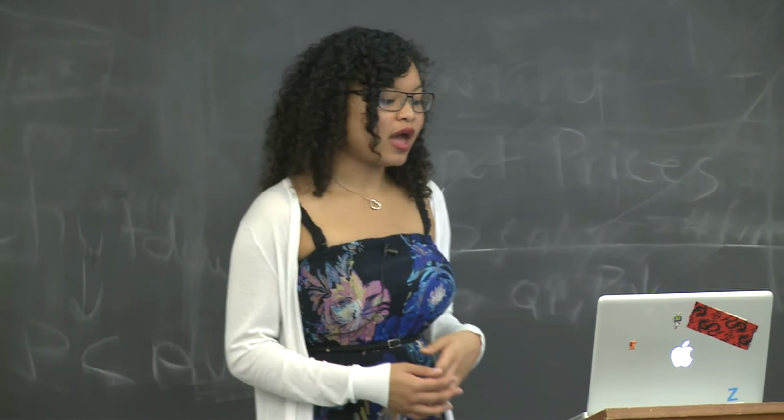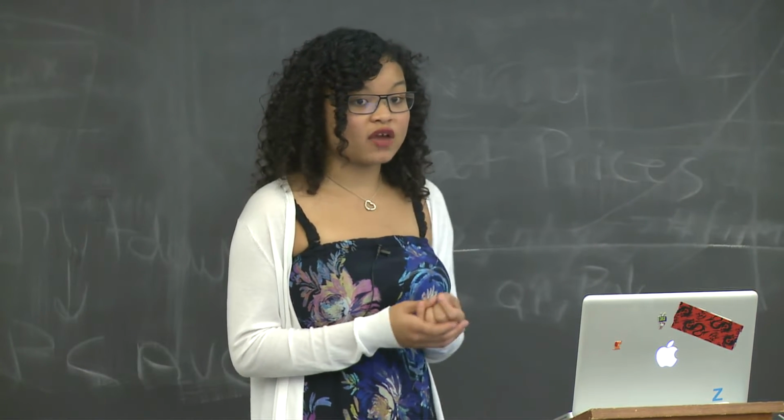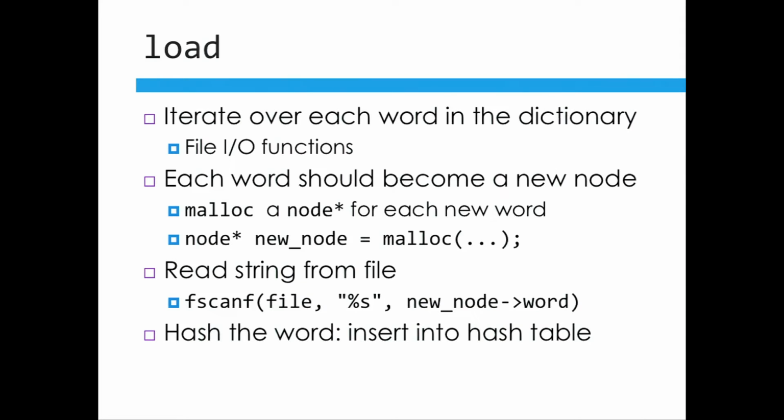Whenever you get a new word, you know that it's going to become a node. So you can go straight away and malloc a node pointer for every new word. Here I'm calling my node pointer new_node, and I'm mallocing the size of a node. Then, to read the actual string from a file, because the dictionary is stored as a word and then a new line, we can take advantage of the function fscanf, where file is the dictionary file that we're passed in. It scans the file for a string and places that string into the last argument.